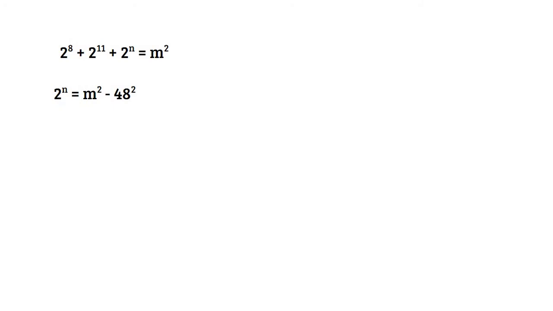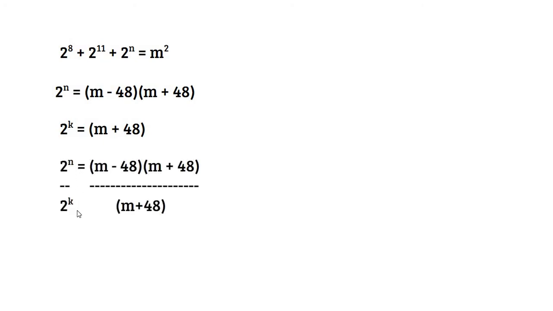Now we can just use the difference of squares formula, which is x squared minus y squared is equal to x plus y times x minus y. Using that formula, we get 2 to the n is equal to m minus 48 times m plus 48. Now, let's think of a factor of this 2 to the n. It can be m minus 48 or m plus 48. Let's say 2 to the k is equal to m plus 48. Because both of them are factors of 2 to the n, they must also be powers of 2 with integer exponents.